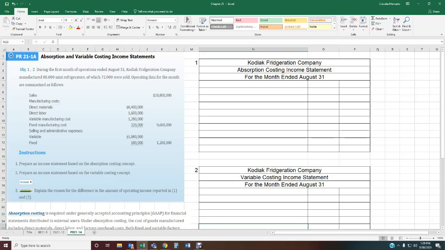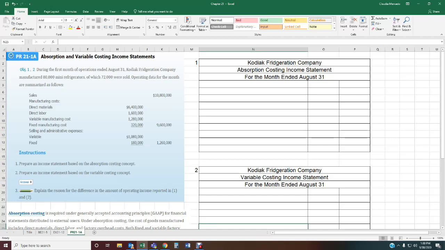The instructions state we have to prepare an income statement based on the absorption costing concept, and then prepare an income statement based on the variable costing concept. So we're going to have both income statements using the different costing methods, one absorption, the other variable, to see how they differ. That is what we're going to be tackling in this particular problem.